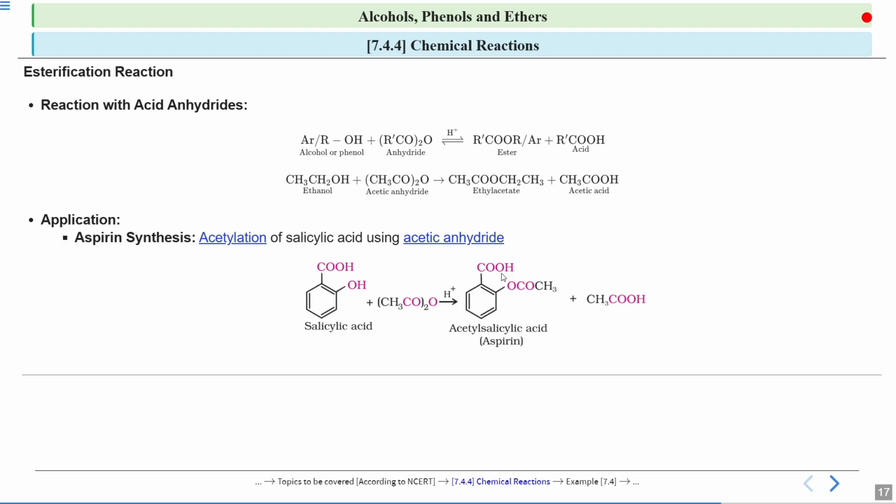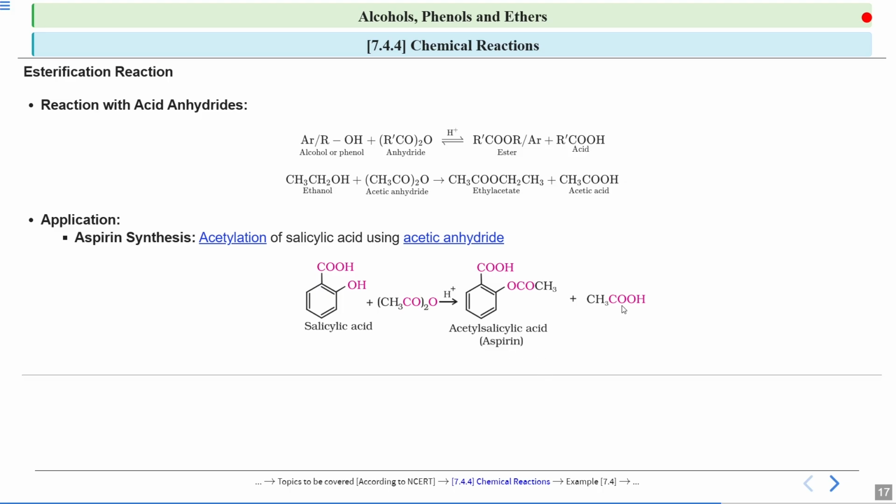Here is your carboxylic group, and this group is there, and correspondingly you will get a carboxylic acid. So this is how you synthesize aspirin, that is by doing the acetylation of salicylic acid using acetic anhydride. Okay, so you will see here an ester group is attached at this ortho position. Okay, is it clear? So this is a similar reaction. If your phenol is reacting with your anhydride, you will get an ester and a carboxylic acid.